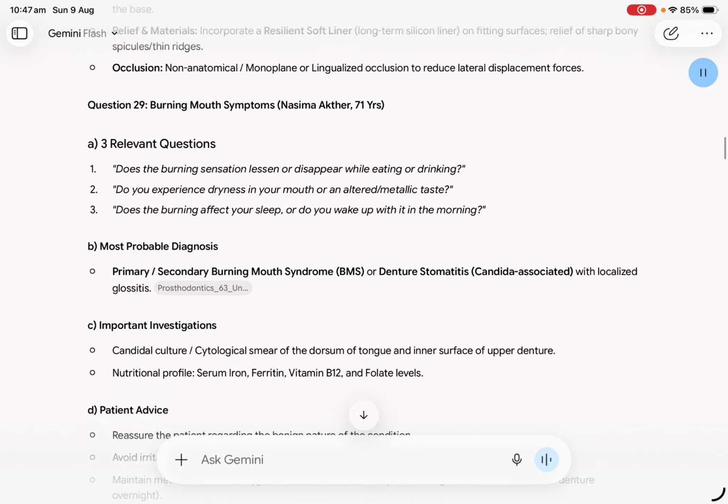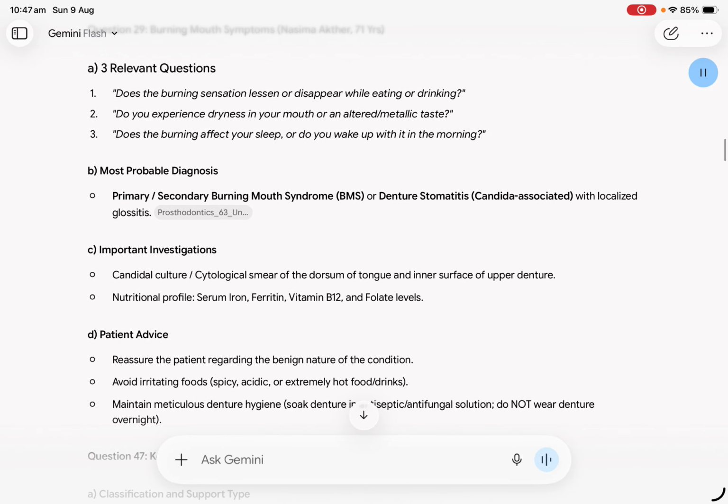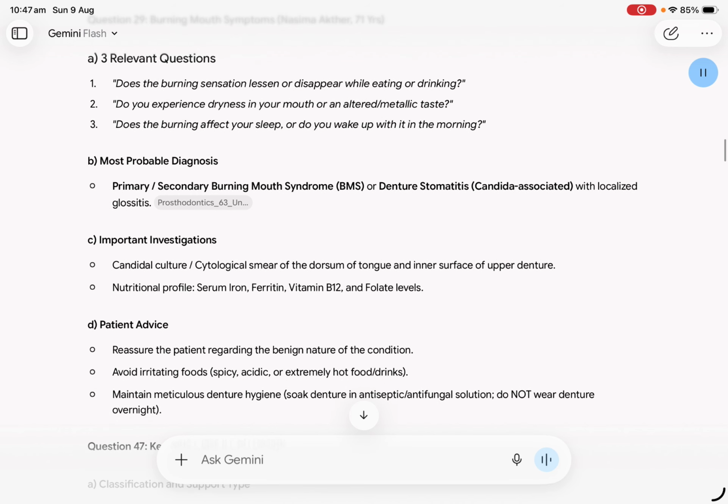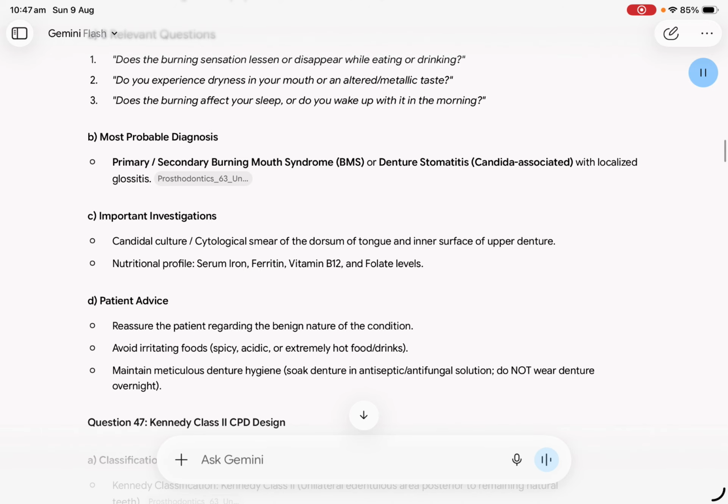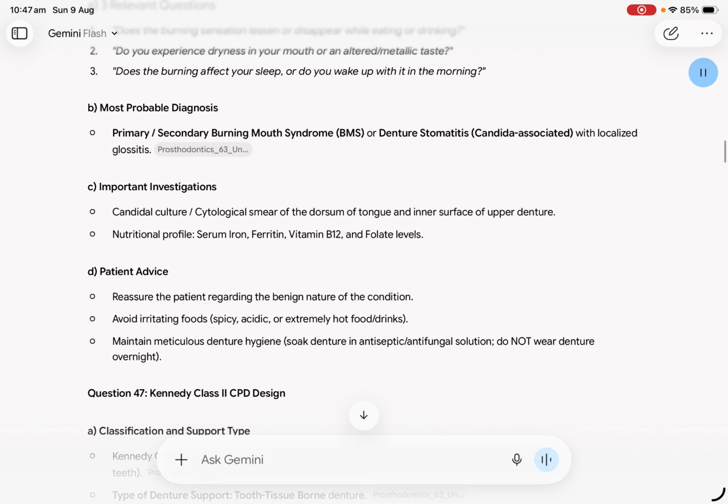B. Most probable diagnosis. Primary/secondary burning mouth syndrome, BMS, or denture stomatitis, candida associated with localized glossitis. C. Important investigations. Candidal culture/cytological smear of the dorsum of tongue and inner surface of upper denture. Nutritional profile. Serum iron, ferritin, vitamin B12, and folate levels.